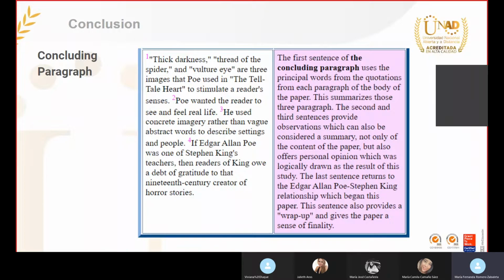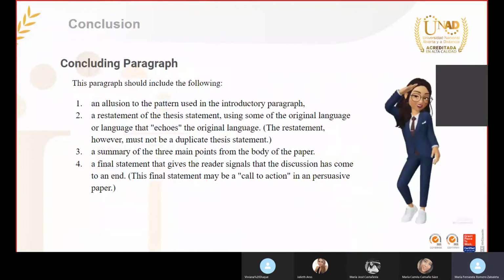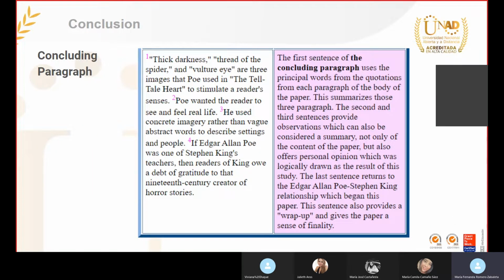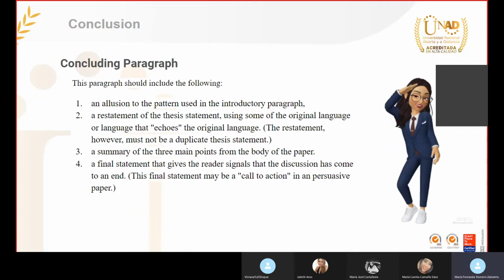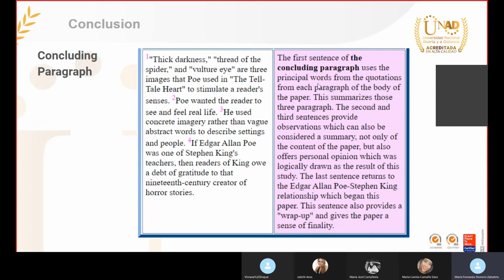Okay, so look at the four main aspects of the concluding paragraph. First is an allusion to the pattern used in the introductory paragraph. You saw that the author used keywords to make this allusion. Second, a restatement of the thesis statement. His personal opinion made a restatement, okay? Poe wanted the reader to see and feel real life. He used concrete imagery rather than vague abstract words to describe settings and people.